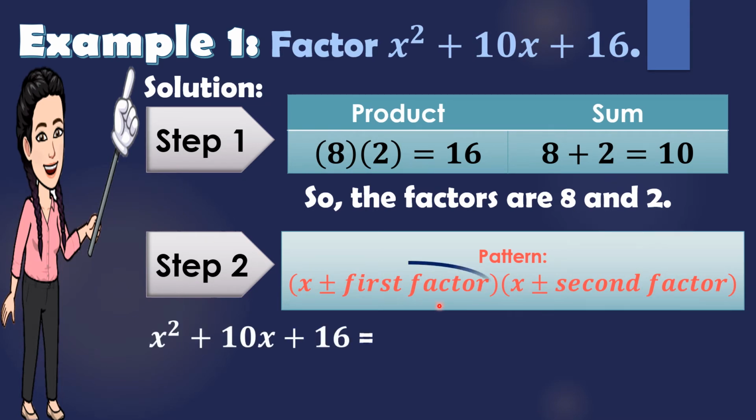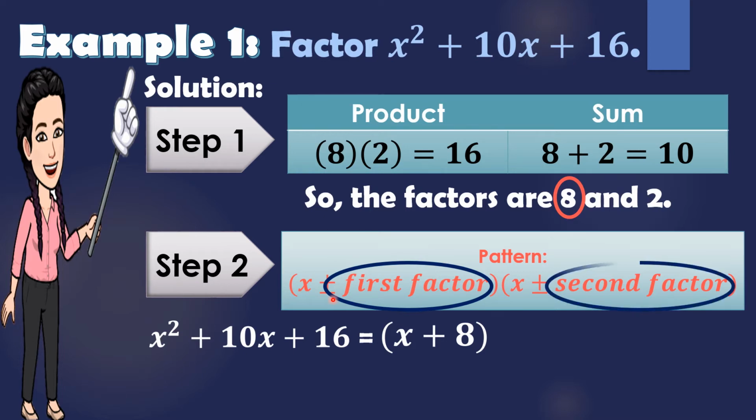Tandaan, ang first factor natin ay 8, kaya naman magiging x plus 8 iyan. Since positive yung 8, yung plus ang gagamitin natin. Ang second factor naman natin ay 2. So, ang kapartner na factor ng x plus 8 dito ay x plus 2. Tandaan muli na pwedeng magkabaliktad tong factors na to. Pwedeng mauna yung x plus 2 bago ang x plus 8. Walang kaso doon dahil kapag minultiply natin yan, makukuha pa rin natin ang same na product.